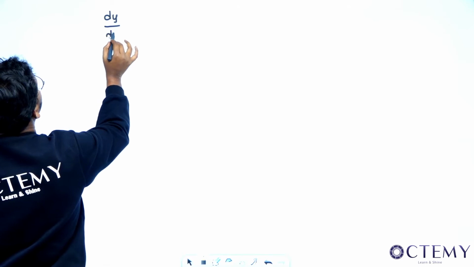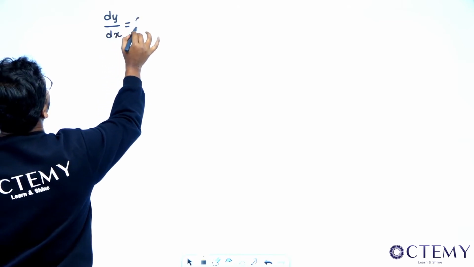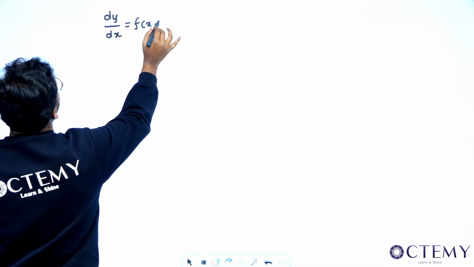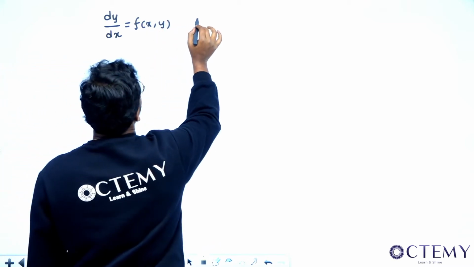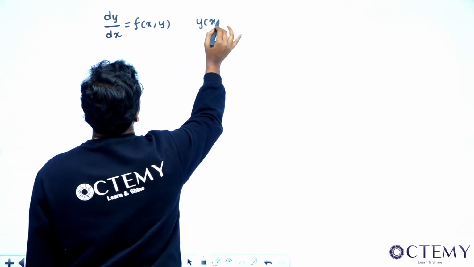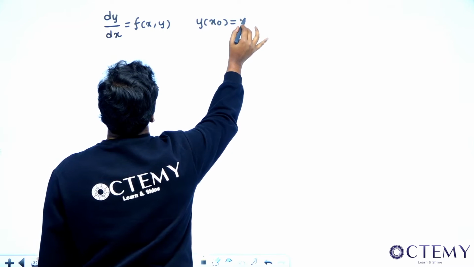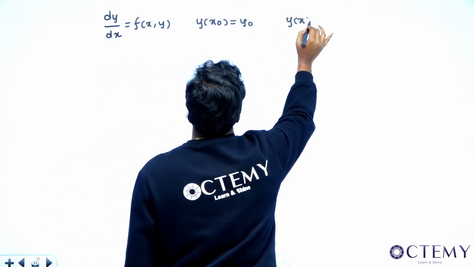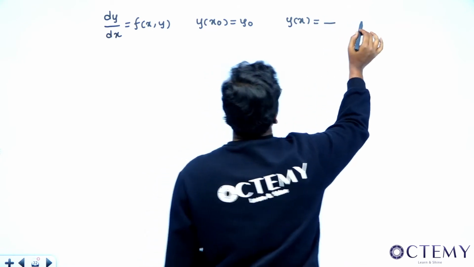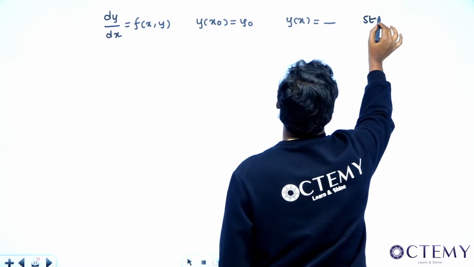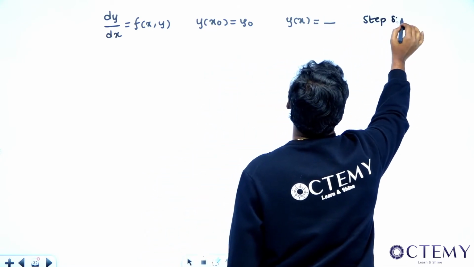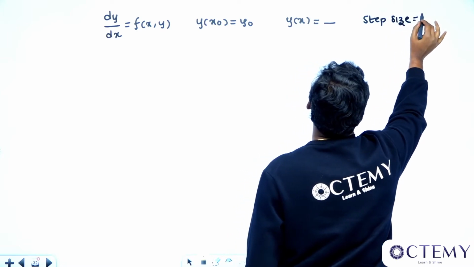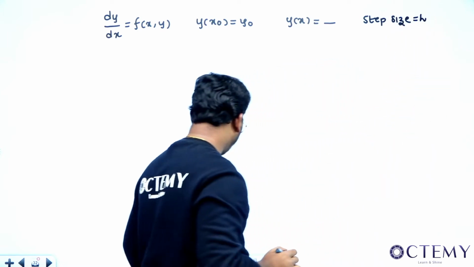So in all the problems, we consider the differential equation dy by dx is equal to some function of x comma y, and the initial condition y(x0) is equal to y0 will be given to you. They will ask you some y(x) is equal to dash, and they will give the step size is equal to h. This is the information they will provide you.